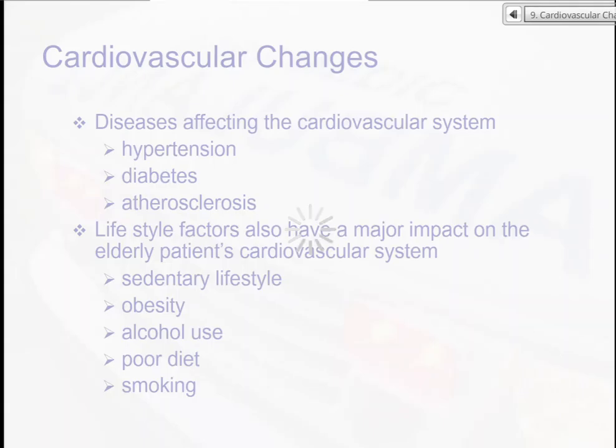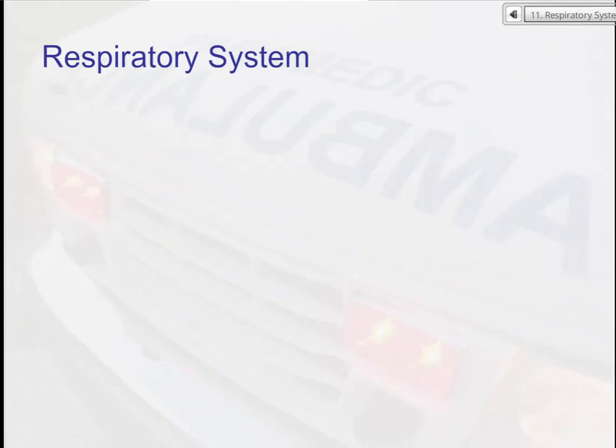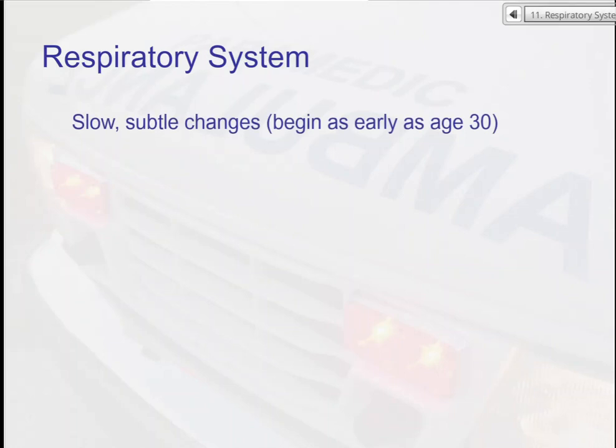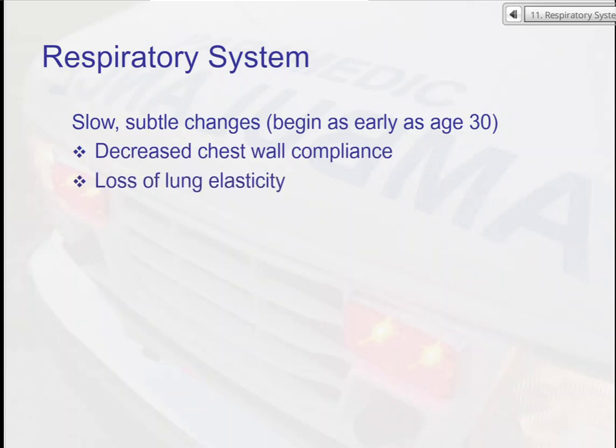Smoking is an issue as well, obviously. In terms of respiratory systems, there are slow, subtle changes over the years, and they actually begin as early as age 30. And there's over time decreased chest wall compliance, loss of lung elasticity, air trapping.